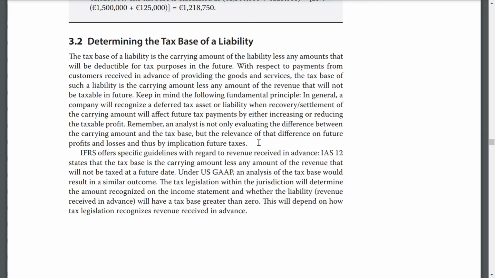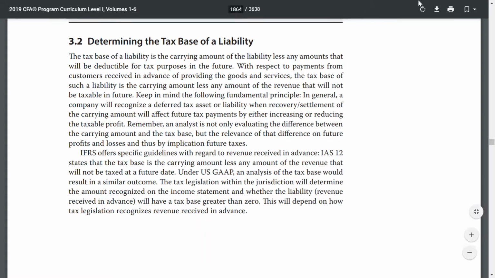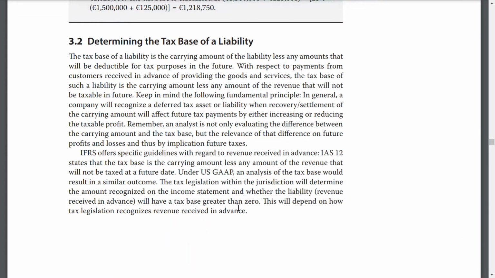Keep in mind the following fundamental principle: in general, a company will recognize a deferred tax asset or liability when recovery or settlement of the carrying amount will affect future tax payments by either increasing or reducing the taxable profit. Remember that the analyst is not only evaluating the differences between the carrying amount and the tax base, but also the differences in future profits and losses, and thus by implication future taxes.